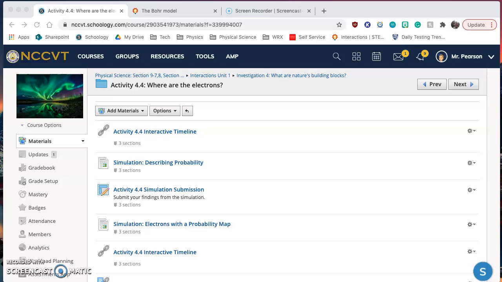It is Wednesday, November 18th, and we're moving on to activity 4.4. Remember that this is going to wrap up investigation 4 for us. So we will be finishing that by tomorrow evening. Everything will be due. Friday you can use to finish any loose odds and ends in investigation 4. And remember that next week we will be taking our quiz for investigation 4.